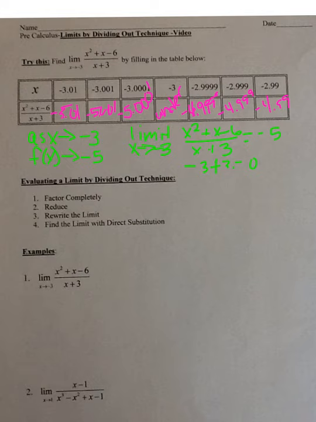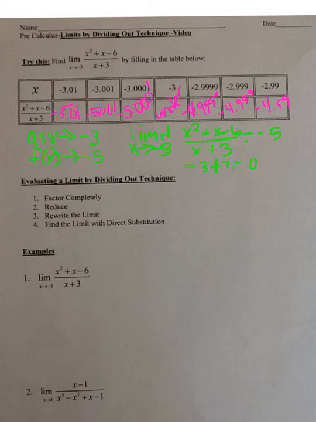So we have to come up with a way to figure out what the limit is if, when I do direct substitution, I'm getting an undefined. So this is called the dividing out technique. When you find a limit, you should always do direct substitution first. And if you get an undefined, if you get a 0 in the denominator, then you have to go to either this technique or the technique that I'm going to show you in a couple of days.